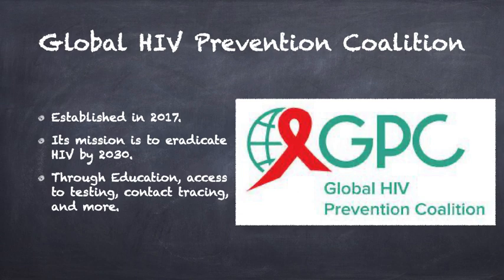All right, so these are international efforts that are being made by the Global HIV Prevention Coalition, which was established in 2017 with the mission of eradicating HIV by 2030. The coalition, of course, focuses on regions that are low resource and more affected by the HIV virus.